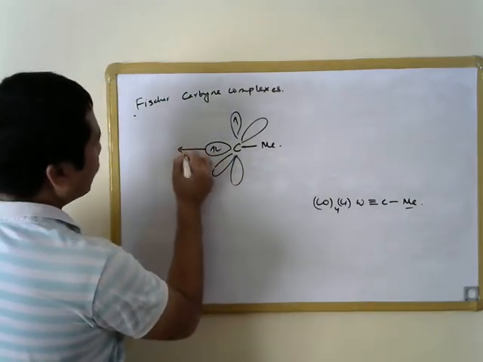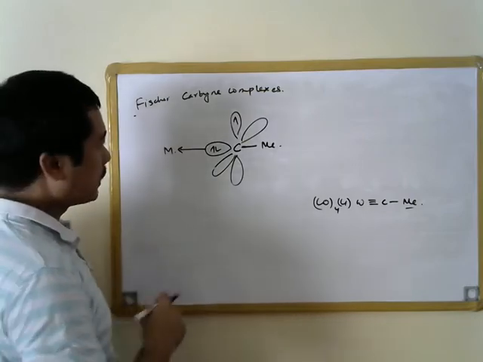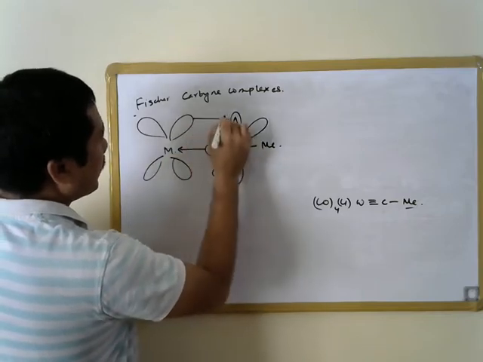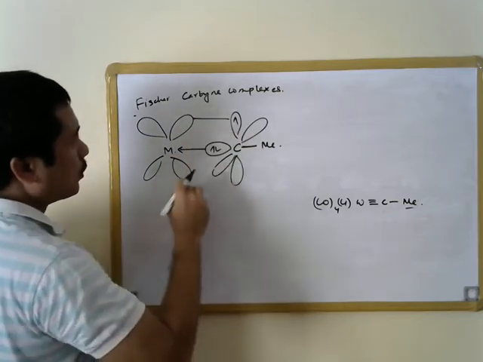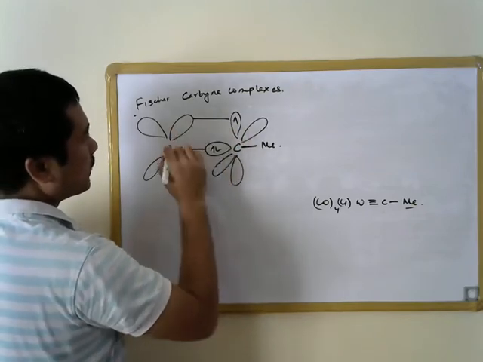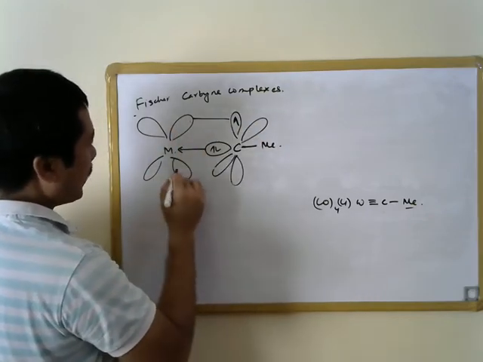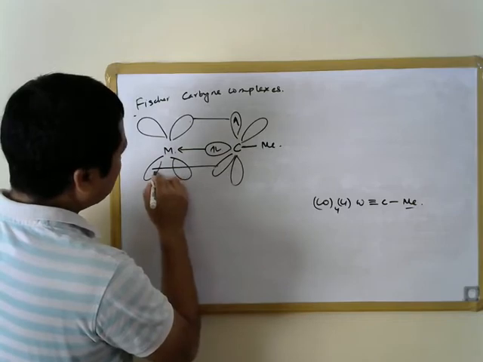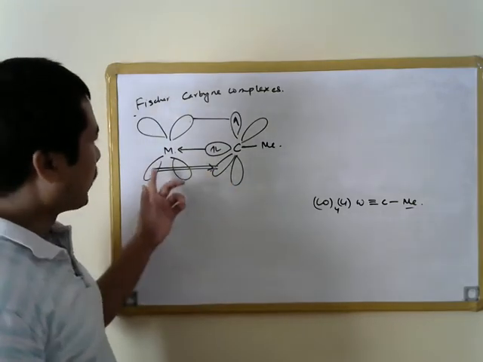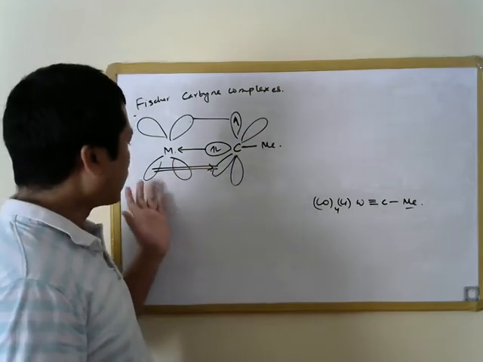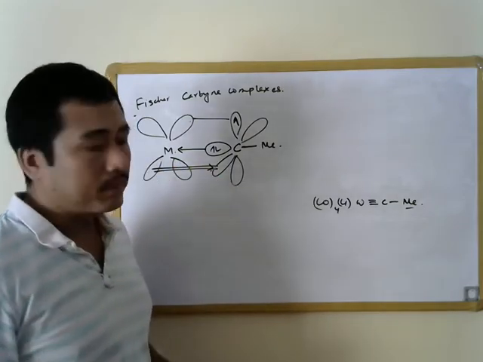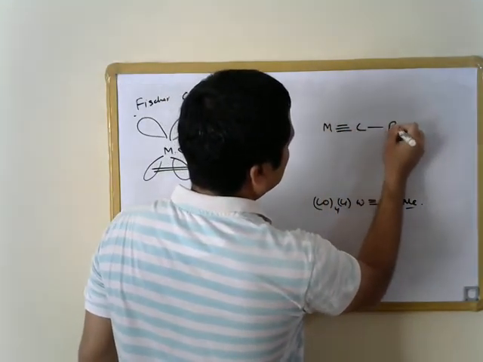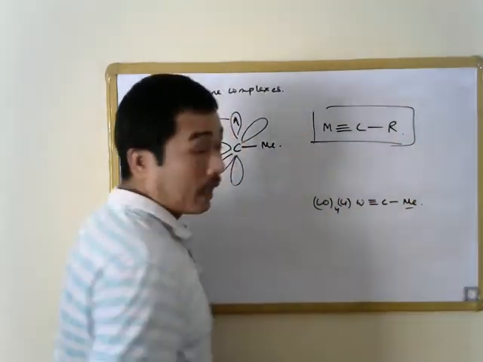So now this can form a sigma bond with the metal center. Then this also forms a pi bond with the metal orbital of the right symmetry, this orbital containing one electron, while a dative metal to ligand pi bond is again formed between the metal center and the carbyne carbon atom by transfer of electron density from the metal to the carbyne carbon atom. And that is how a metal to carbon triple bond is essentially formed in these complexes, that is, in metal carbyne complexes.